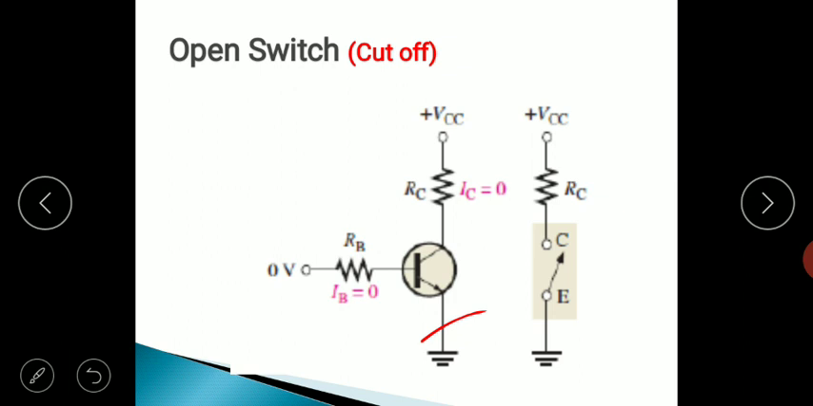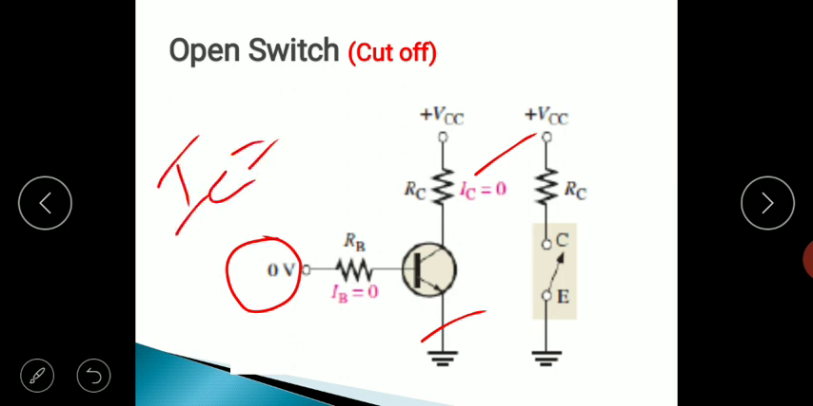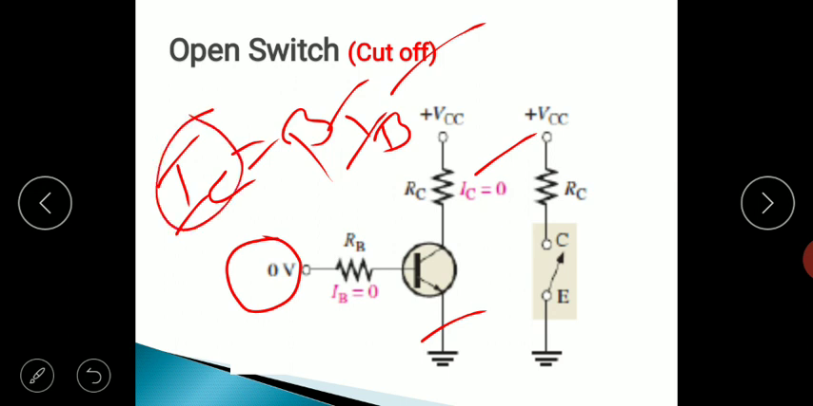Now how do we show this as an open switch? Whenever you want to use the transistor as an open switch, the base voltage is connected to 0 volts, or the base is connected to ground. When we give 0 voltage at the base, there is no current flowing into the base terminal of the transistor, and obviously the current IC becomes 0. How does IC become 0 when IB is 0? You know that IC is given by beta times IB. Since IB is 0, IC becomes 0.